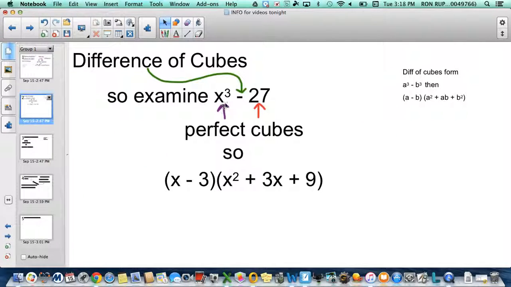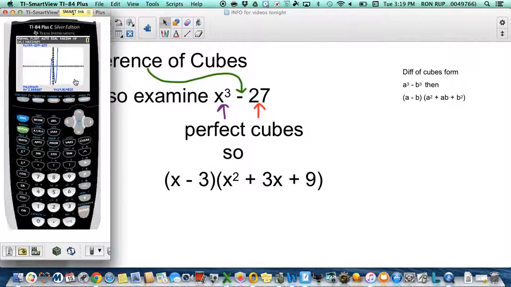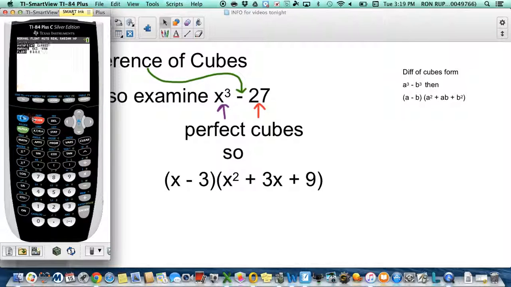So if this is a perfect cube, x times x times x is x cubed, and this is a perfect cube, 3 times 3 times 3 is 27. If you need to check if it's a perfect cube, if you don't remember by your brain, you can get out your calculator and go to math, and there is the cube root symbol, and when you plug 27 in, you get 3. So that is a perfect cube.